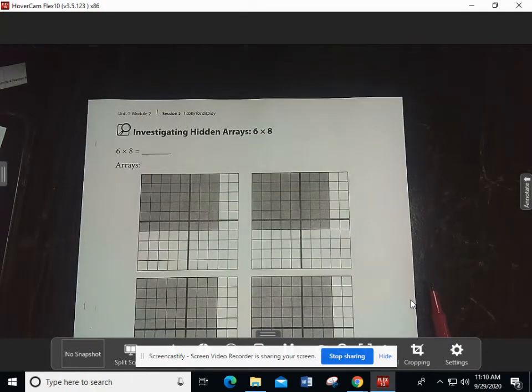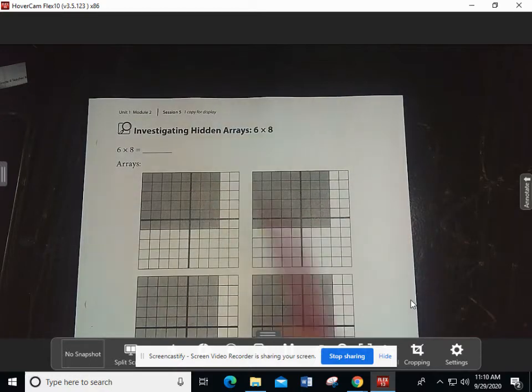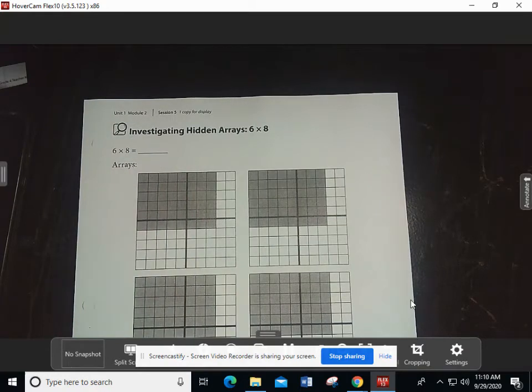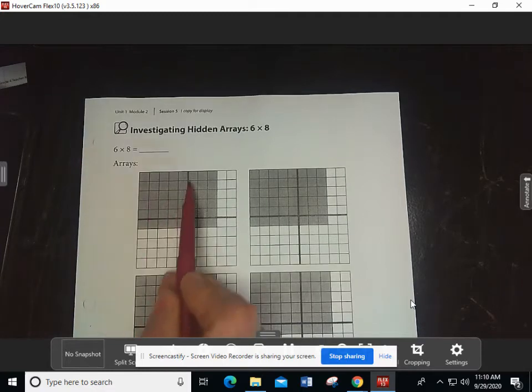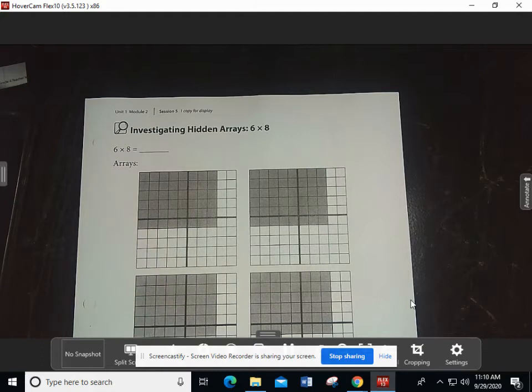I want you to think about this now. We have 6 times 8. Did you notice how you guys have had these before? What does this box represent? What's in that box? Can you remember it from the game you played yesterday? Reese.